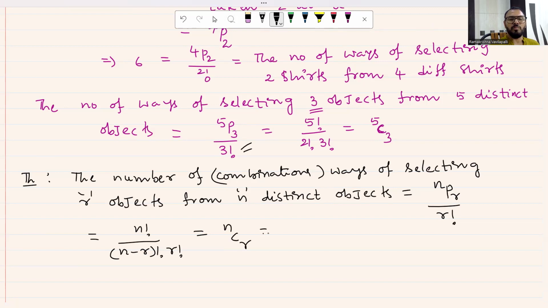C stands for combination. There is another representation. We write nCR like this, or sometimes we write C of n comma R. So nCR means the number of ways of selecting R objects out of n distinct objects.